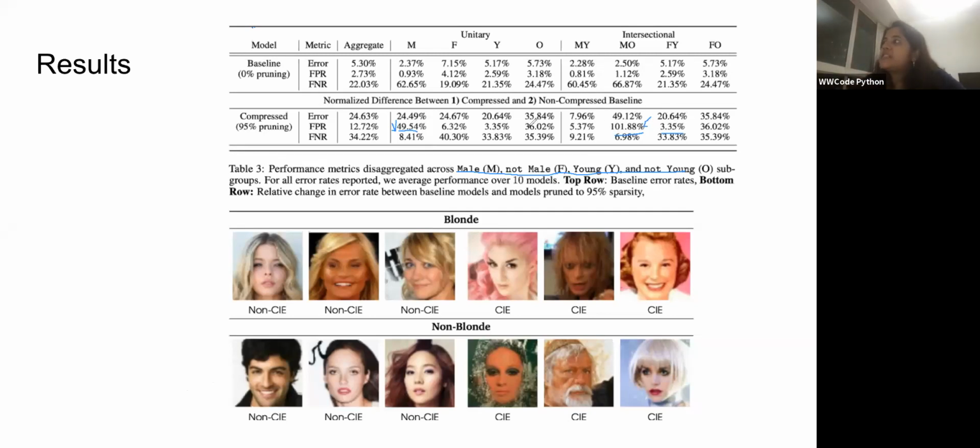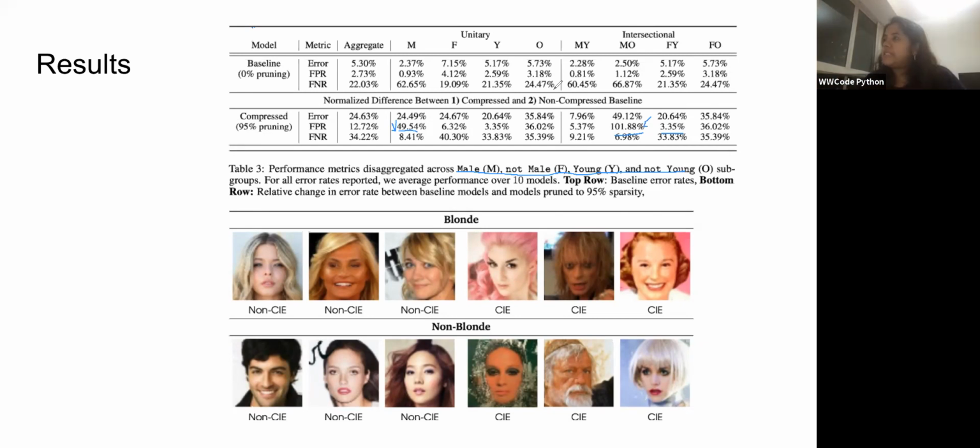All of these things are only understood when we are looking at protected class attributes. Now imagine if the model had been trained only on blonde hair or not. We wouldn't have looked into the bias that exists in these compressed models.